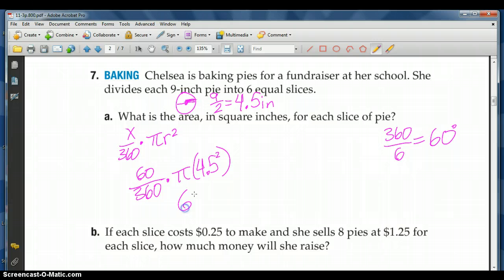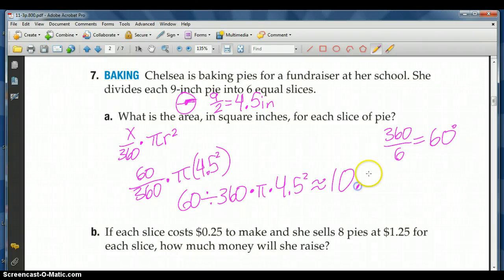So, to your calculator, 60 divided by 360 times pi times 4.5 squared gives you approximately 10.6 square inches.